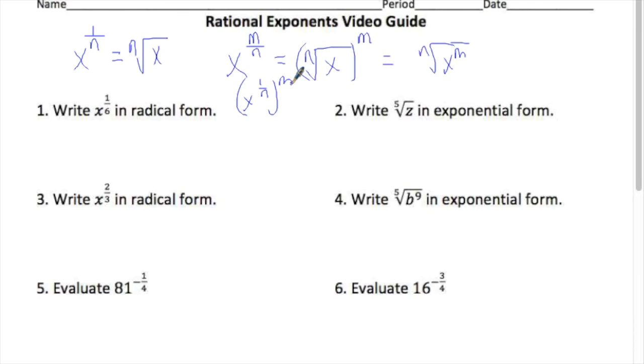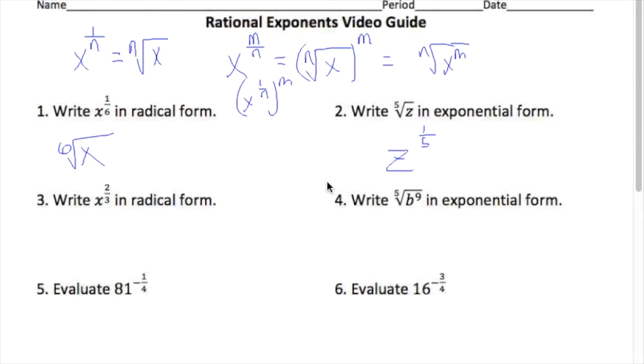So let's see that in action. We're going to switch the form in all of these. So x to the 1 over 6, we apply that rule, and we get the 6th root of x. Or writing in exponential form, the 5th root of z means z to the power of 1/5. Power of 2/3 means that we have the cube root of x squared, or the cube root of x, squared. So those are the same thing.